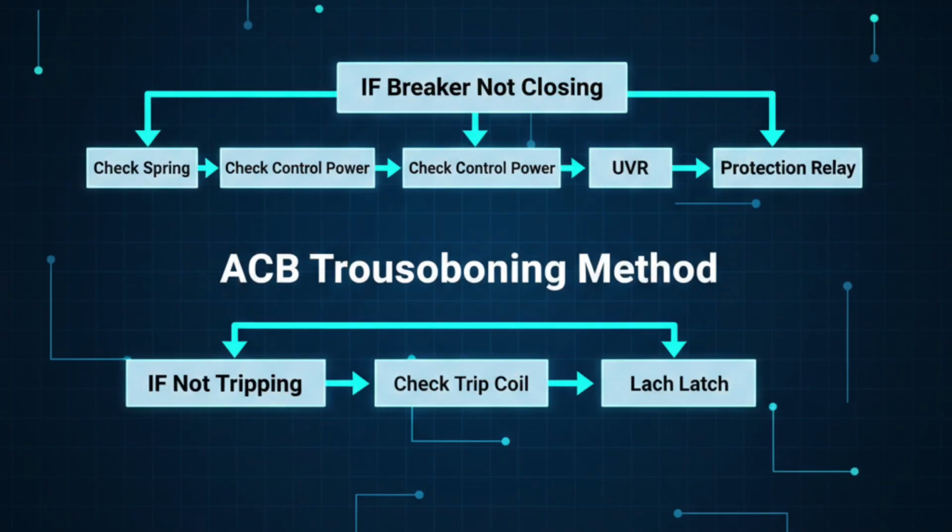ACB troubleshooting guide. If the breaker is not closing, check the spring charged indicator. Check control power supply. Check UVR energized. Check protection relay reset. If the breaker is not tripping, check the shunt trip coil. Check relay output signal. Check mechanical latch movement. Always troubleshoot logically. Do not bypass UVR permanently. Do not disable protection to keep the system running. Safety must not be compromised. Step-by-step diagnosis prevents repeated failures.